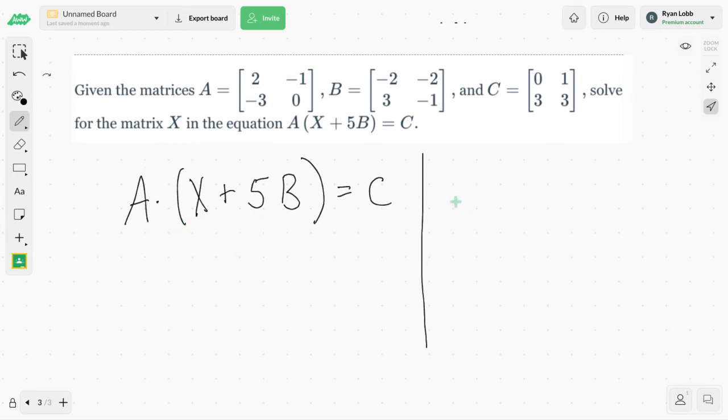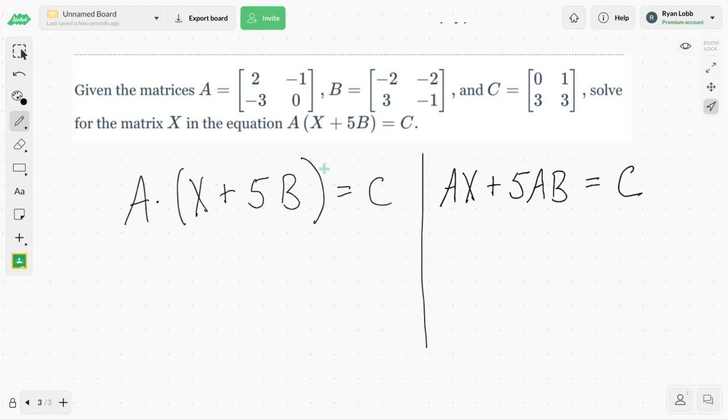All right. So if I distribute, I'm going to get A times X plus, now 5 is a constant, so it doesn't have to stay on the left of 5, but it does have to stay on the left of B. So that would become 5AB equals C. All right. Now, that's the initial step of what you can do.